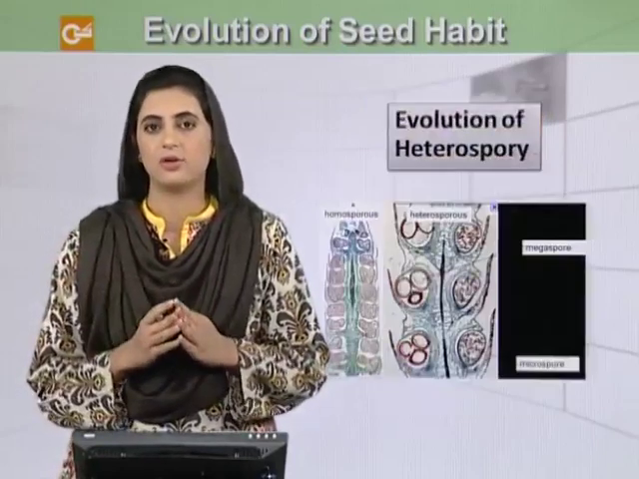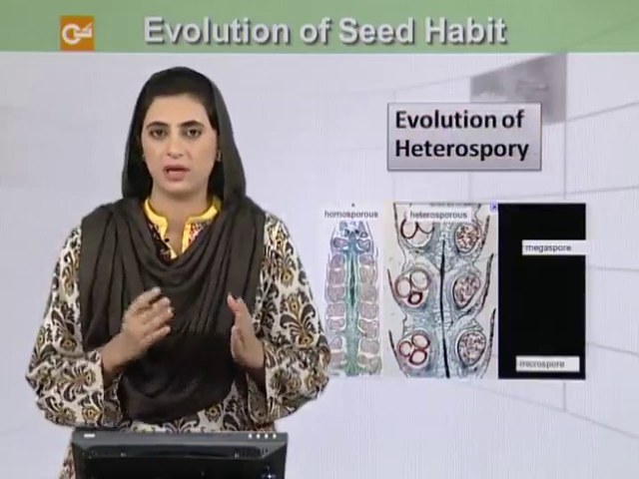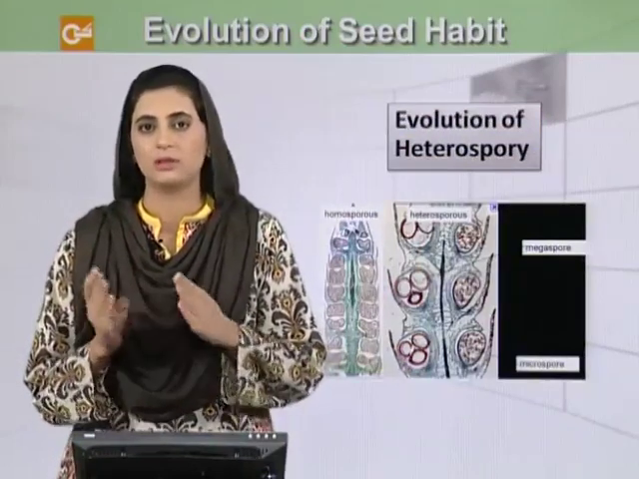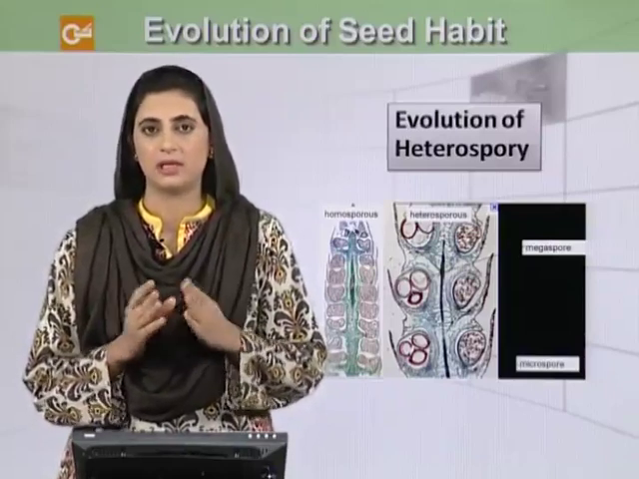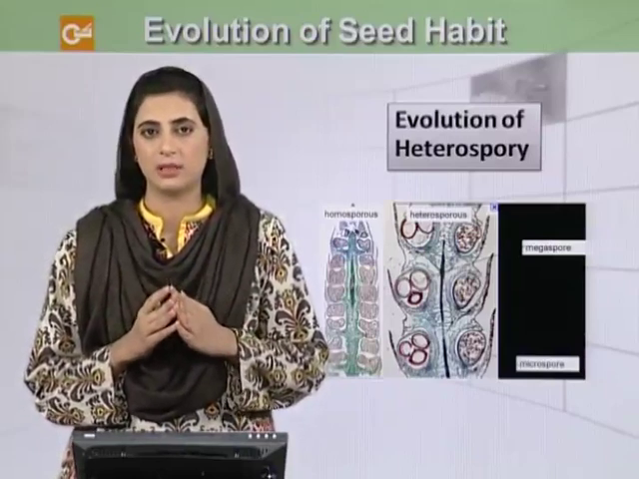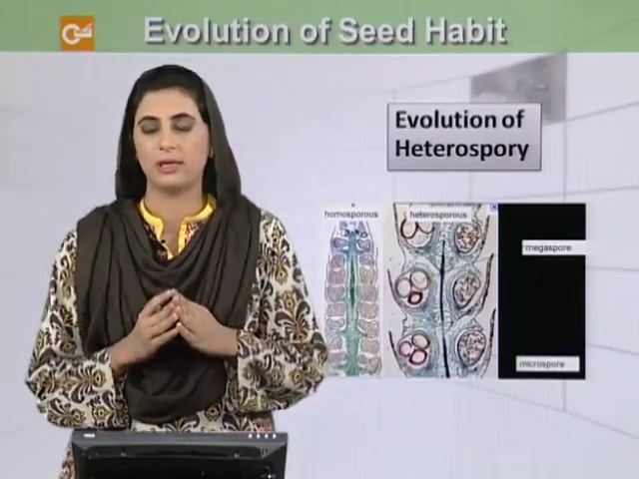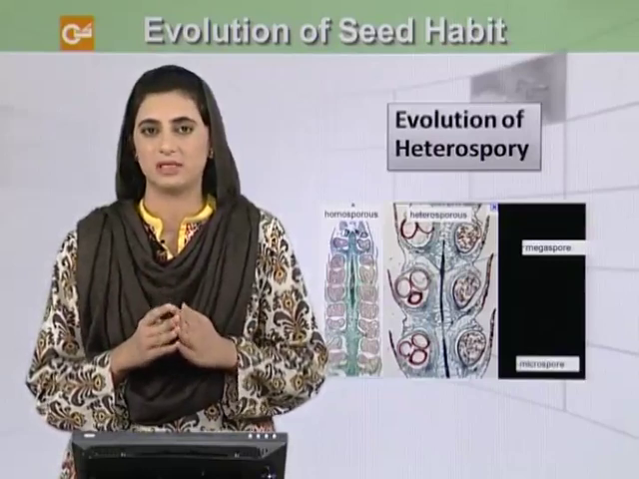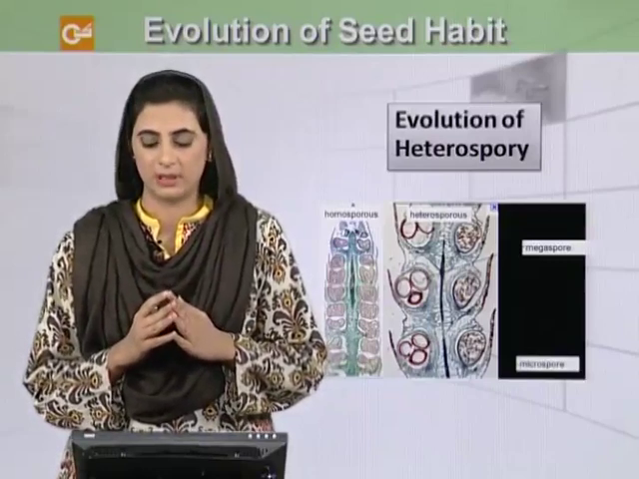During the evolution of seed habit, we have observed various steps. We will look into those steps one by one. Number one is the evolution of heterospory. Earlier we saw that there was homospory. Till pteridophytes, there was homospory present, meaning thereby single type of spores were present. But later on megaspore and microspore originated.